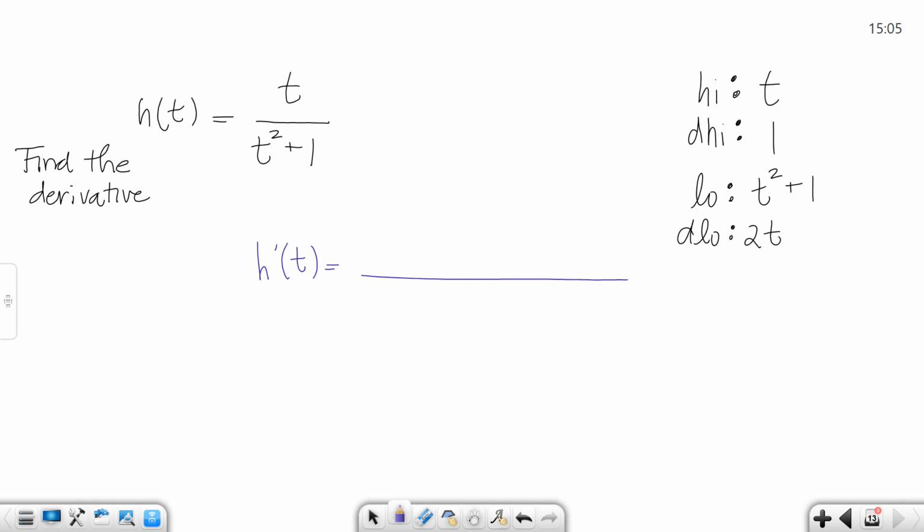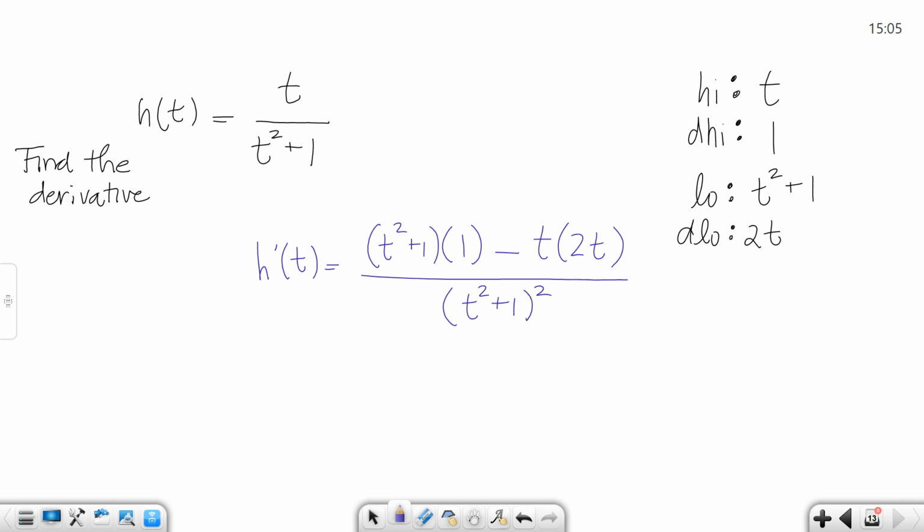Okay, remember your quotient rule starts low. Low, d high, minus high, d low, all over low squared.